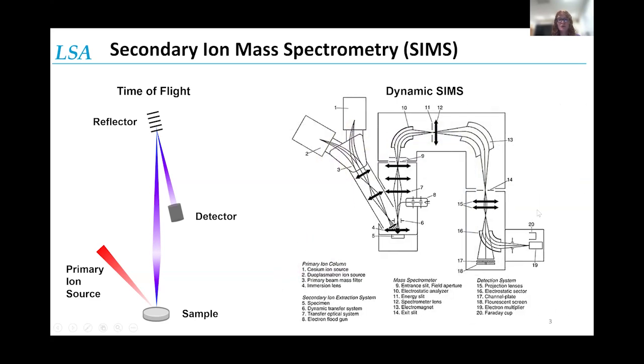We also have an awful lot more lenses in magnetic sector SIMS compared to TOF SIMS. We have 3 lenses in the primary column and an awful lot going around the secondary column and the extraction units. So it takes a lot more knowledge and effort to focus the beam onto the detector than with TOF SIMS.